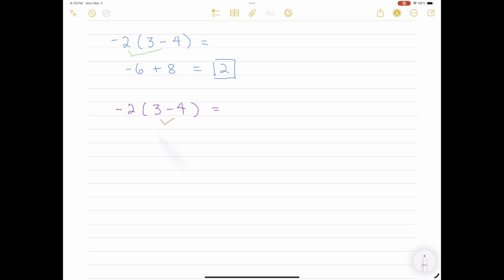Another way to approach this problem is negative 2 times open parenthesis 3 minus 4, same problem, and first we simplify within the parenthesis 3 minus 4, which equals negative 1. We multiply that with negative 2, so now we have negative 2 times negative 1, which equals positive 2. We box our answer.